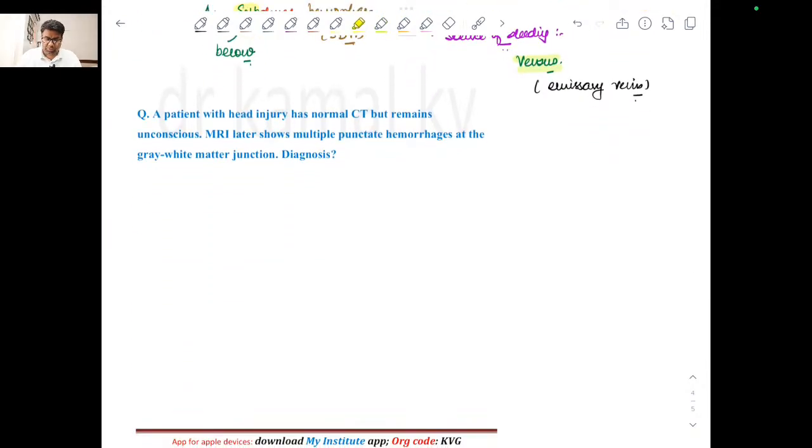Now next question, a patient with head injury has normal CT but remains unconscious, and then MRI later shows multiple punctate hemorrhages at the grey white matter junction. Now diagnosis. Now here, let us write the keywords first. History of head injury, and then patient became unconscious.